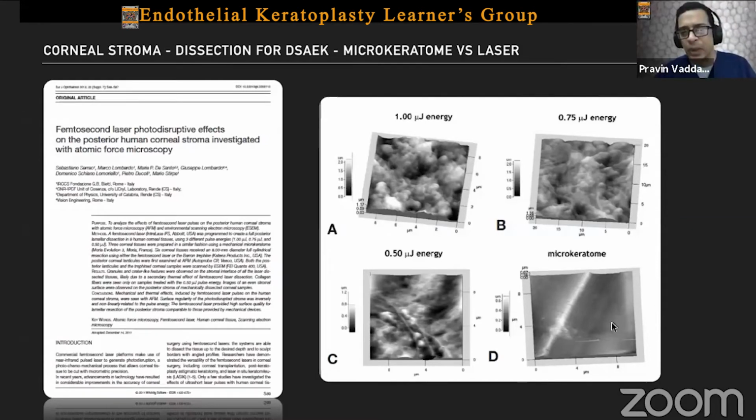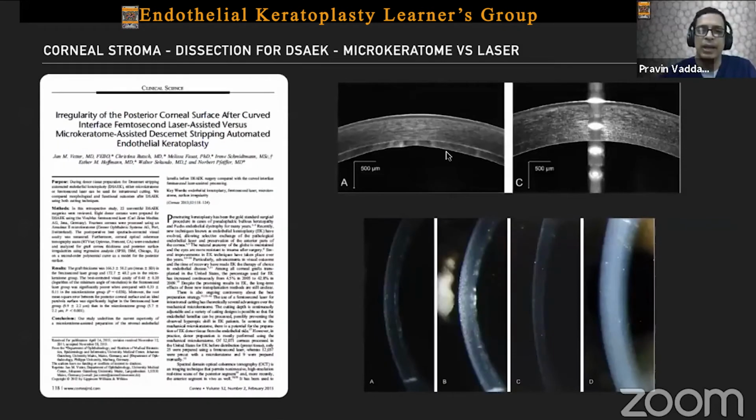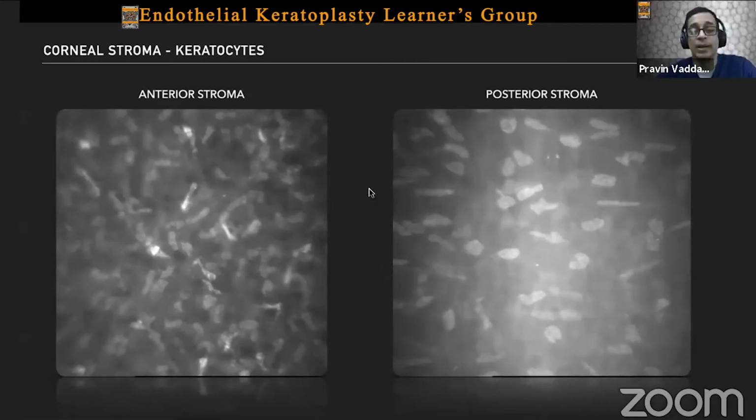And compared to a microkeratome, as you see here in the bottom right, the stromal bed was not as clear and smooth as when dissected with a microkeratome. This was corroborated clinically as well, when various studies, at least 3 publications are available, showed that lenticules created using the femtosecond laser tend to induce more stromal scarring as compared to those lenticules created using the microkeratome. And the microkeratome lenticules also tended to result in better visual acuity as compared to those created using the femtosecond laser.